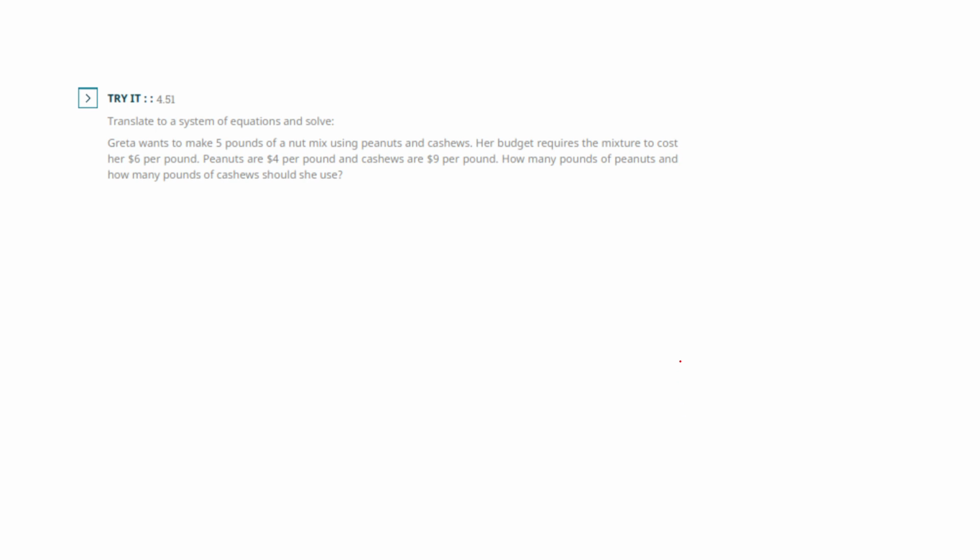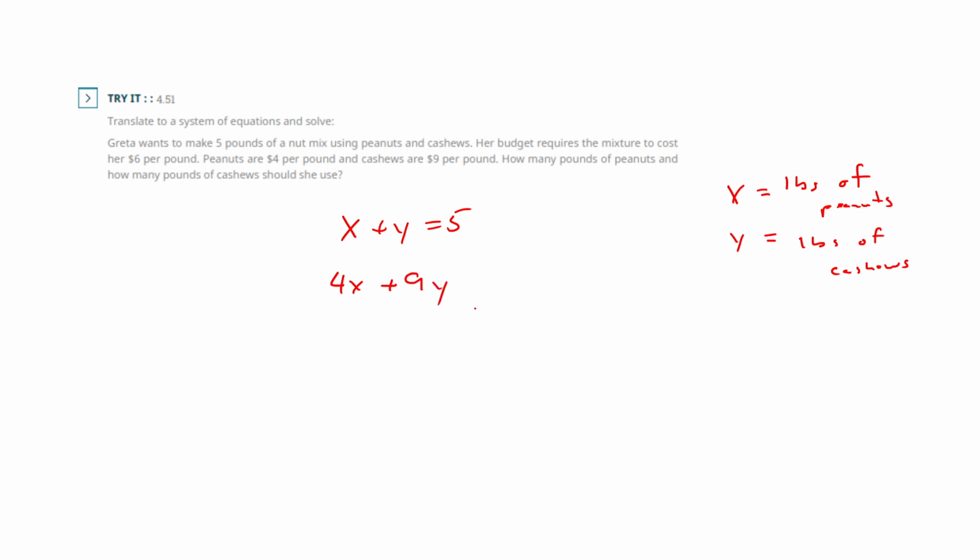Okay, again, I'm just going to set this one up because we've got the videos on these skills, and I think they're pretty easy for most people once they've practiced a little bit. So we've got the pounds of peanuts, and we've got the pounds of cashews. All right, he wants to make a 5-pound mix, so we've got an easy one. If we just add them up, it's got to be 5. And now we've got their individual prices. It's $4 for the peanuts, $9 for the cashews.